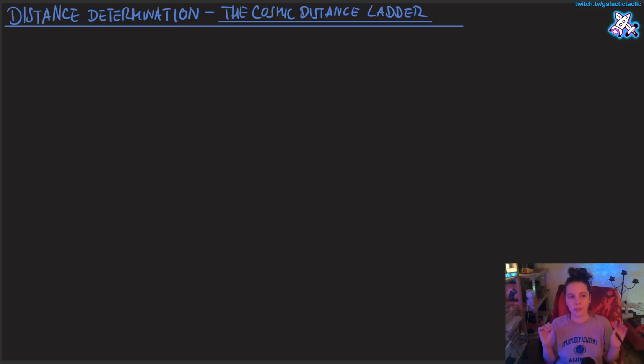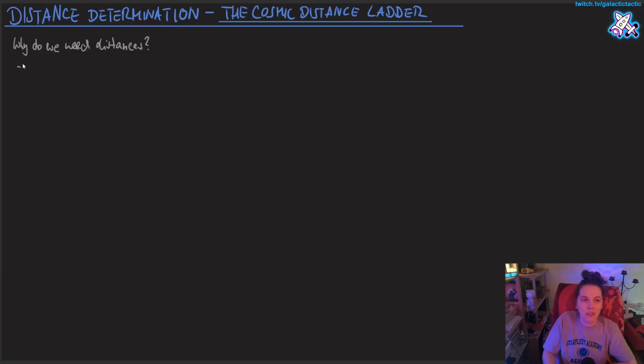We're gonna start with basically an overview of the cosmic distance ladder. I'm gonna explain a little bit what the cosmic distance ladder is, why we need it, and we're gonna give some examples. Why do we need distances? We wanna have a three-dimensional picture of our environment, right?